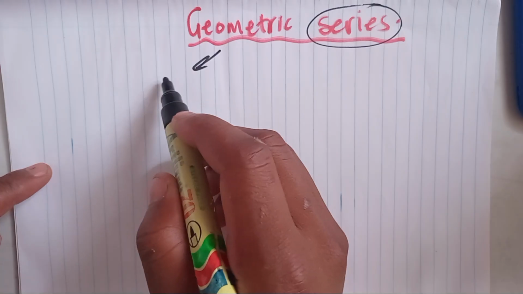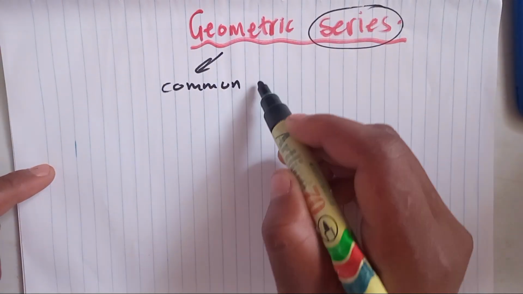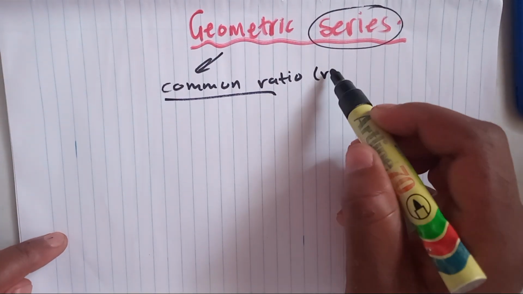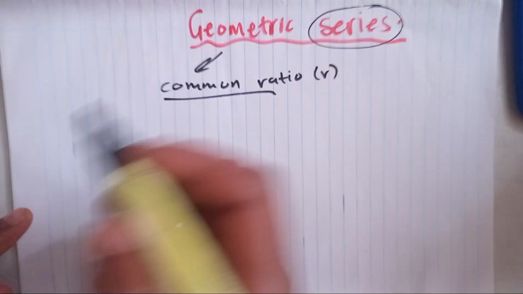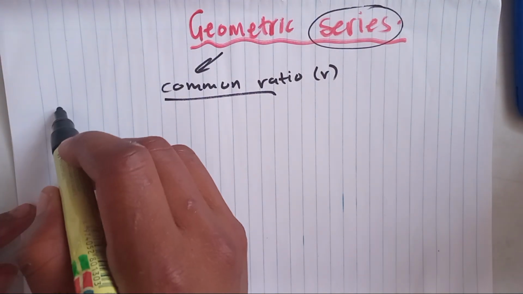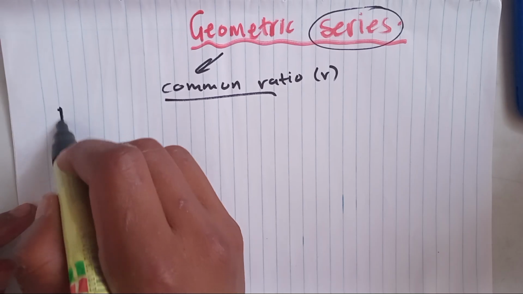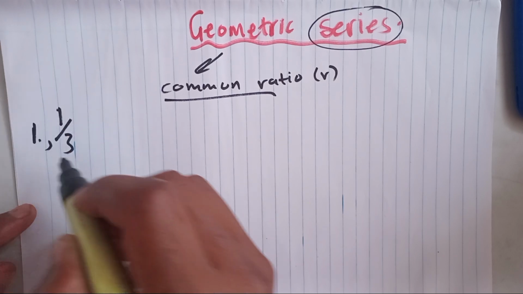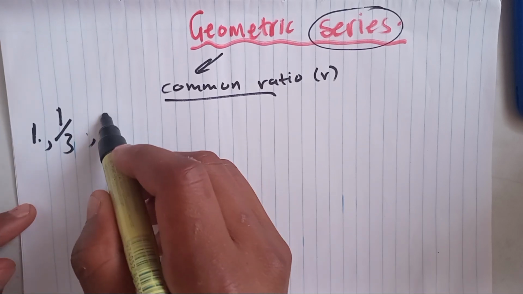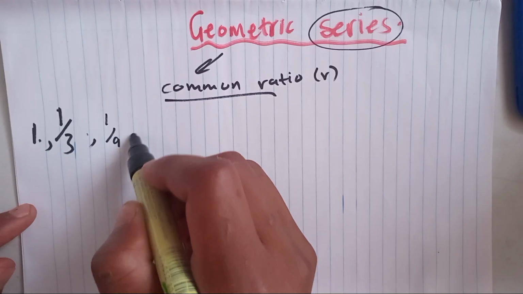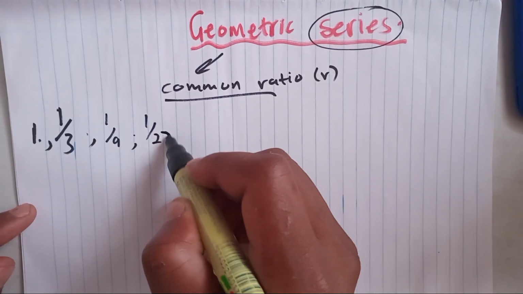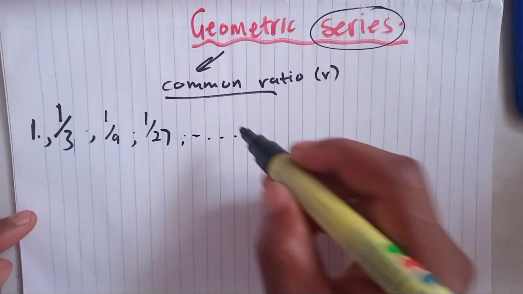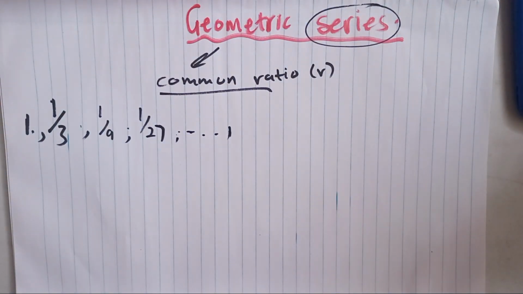So we've said that a geometric sequence involves what we refer to as a common ratio, which is symbolized by r. Let's take a sequence that is a geometric sequence. Let me make our first term 1 over 3, and then 1 over 9, 1 over 27. It continues. So this one is our sequence.